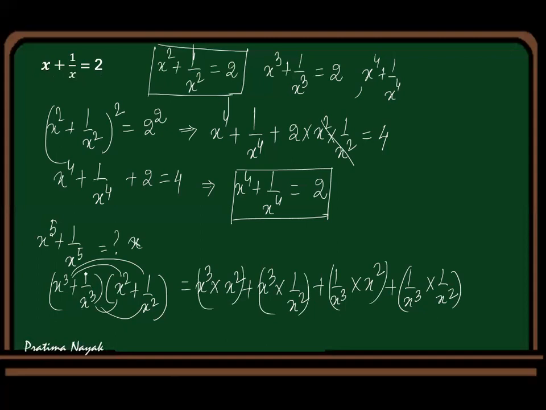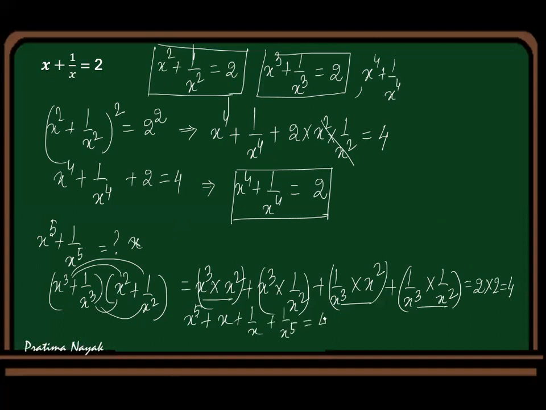And what is x cube plus 1 by x cube? This is 2. And what is x square plus 1 by x square? This is also 2. 2 multiplies 2, that will be 4. Now I am simplifying this. It will be x to the power 5, this will be x, third term will be 1 by x, and fourth term will be 1 by x to the power 5.